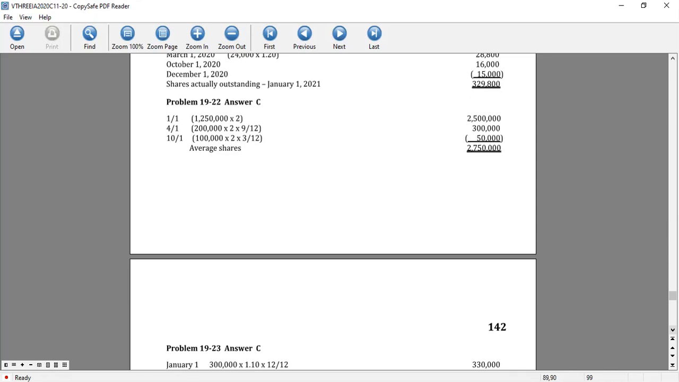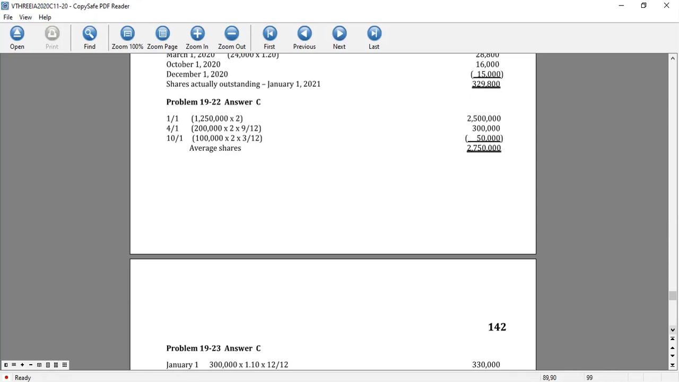So it's now on October 1, 100,000 times 2, you multiply by 3/12 from October 1 to December 31. So 100,000 times 2, but times 3/12. So we have 50,000 to be deducted. The average number of shares during the year is 2,750,000.